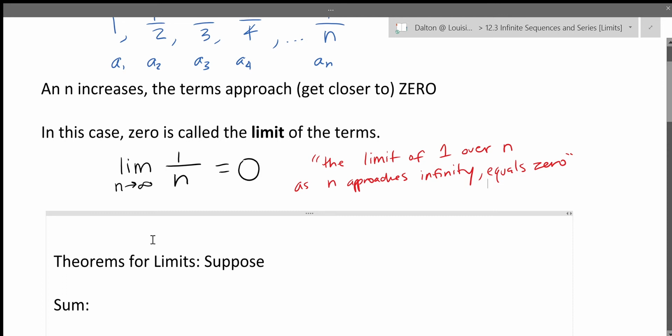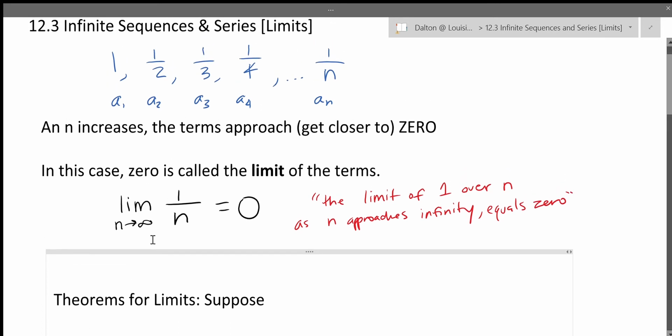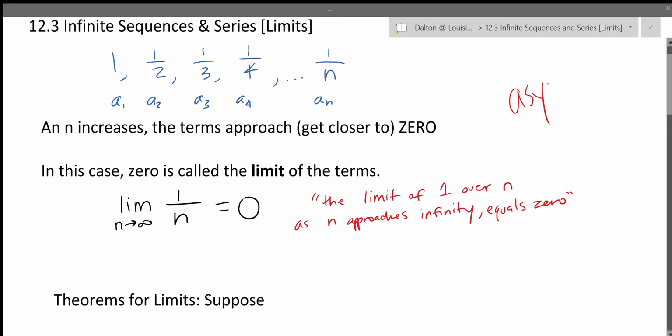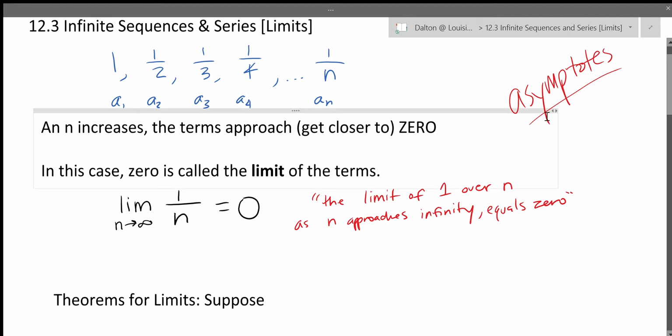What does this sound familiar to? Like approaching something but never actually getting there. Yeah, and you guys are very familiar with asymptotes at this point. And visually, that's what we're dealing with, is asymptotes. Algebraically, these numbers are just getting closer and closer and closer, but it'll never actually touch it. So it's the same idea.